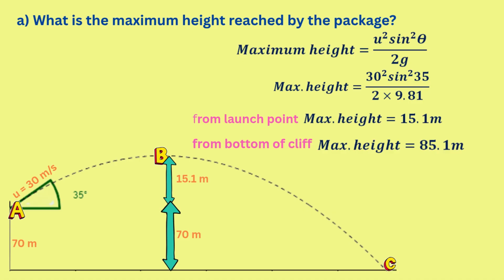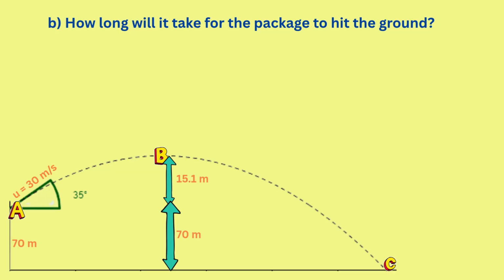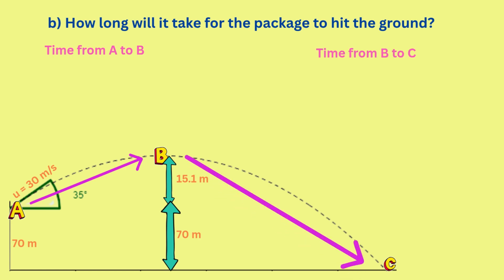That's 85.1 meters. To find the total time that the package takes to reach the ground, we'll analyze the motion over two separate sections. The motion from point A to point B and the motion from point B to point C. In video 1 of this playlist, we derived the formula for time taken to reach the highest point B from the launch point A. That's U sine theta over g.